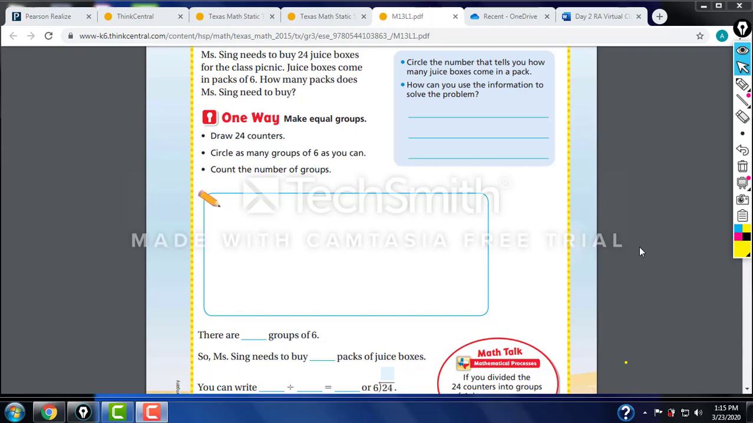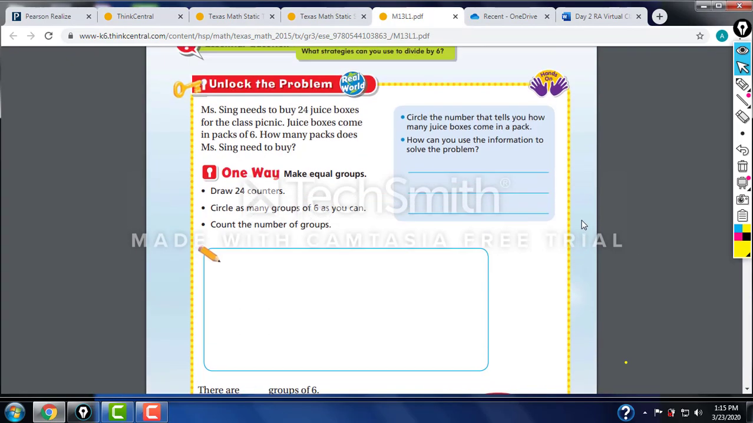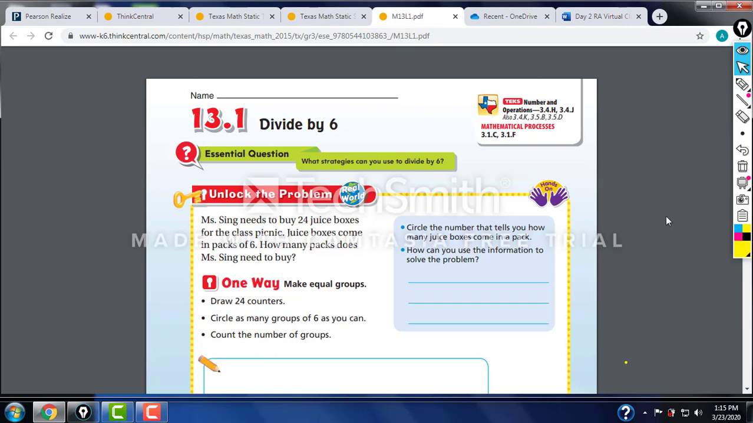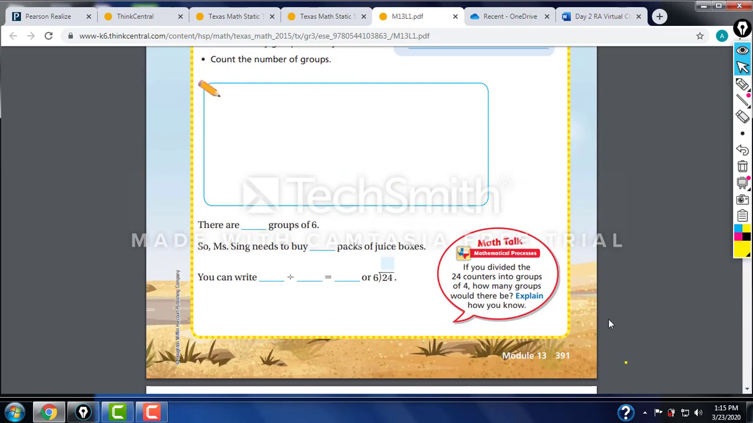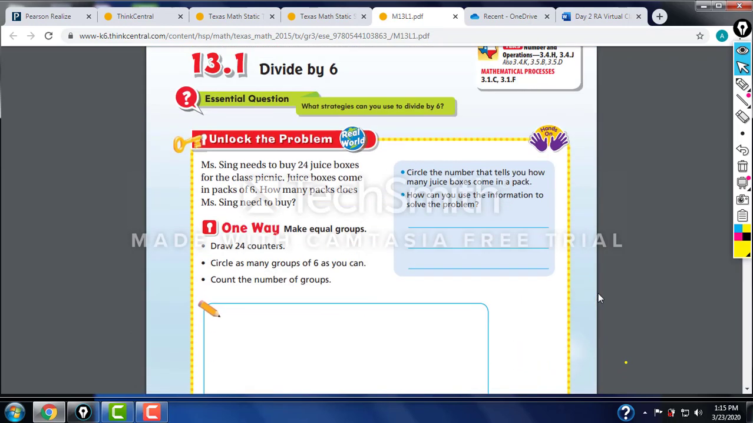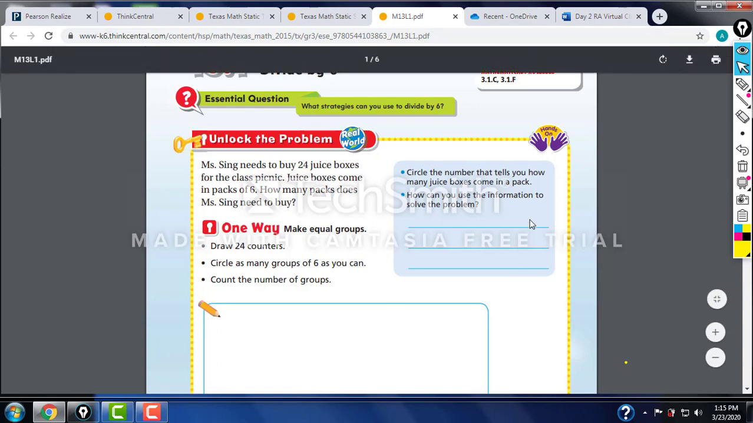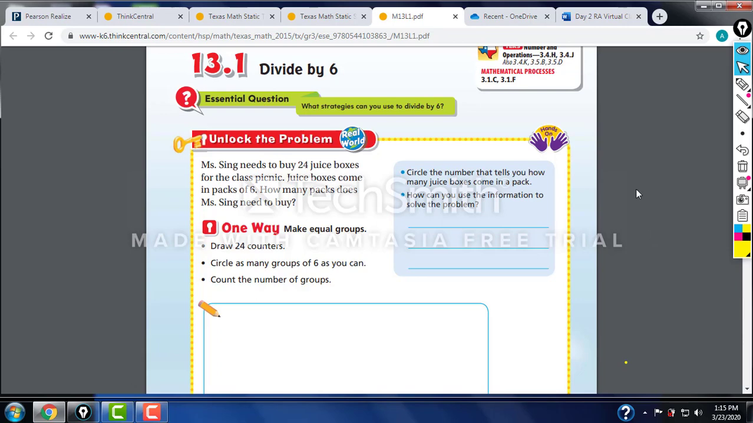Okay, this lesson is for our math section for 13.1, divide by 6. So students, you should have your workbooks already. You need to turn to page 391 and we will start. Same thing we did in the classroom. I will guide you through this. You follow along. If you have any questions, I'll be able to answer those through emails.